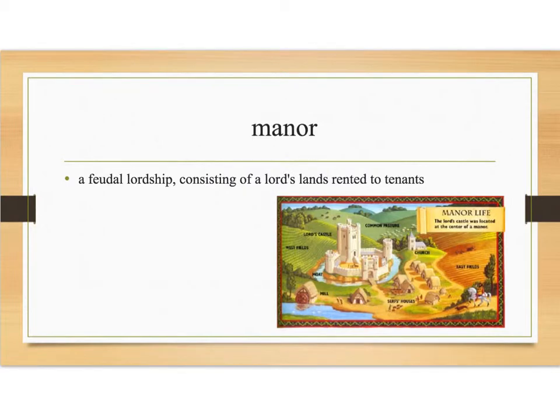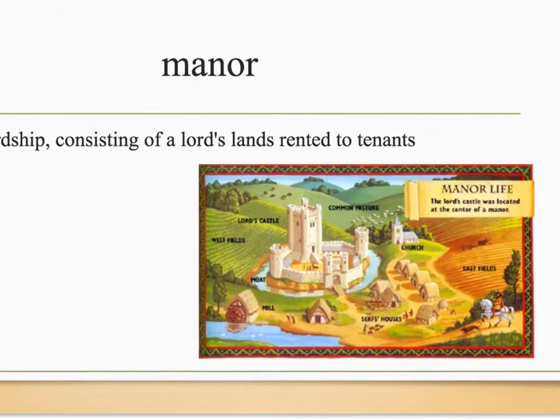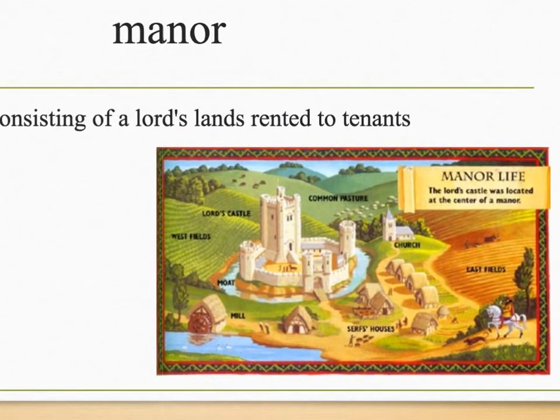A manor is a feudal lordship consisting of a lord's lands rented to tenants. If we look at the image here, all of this is the manor, all the land. It belongs to the lord. The lord's castle is right here in the middle. He has his fields, pasture, a little church, more fields. Serfs, those are going to be the very poor people, the peasants. They would work the land, work the mill, produce all the goods, everything for the lord.